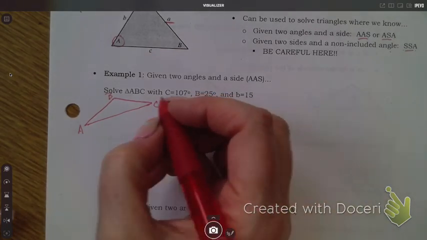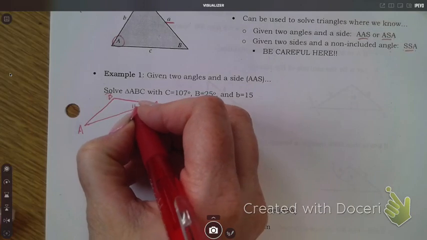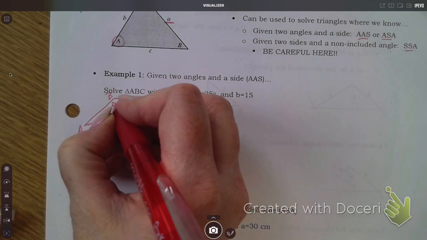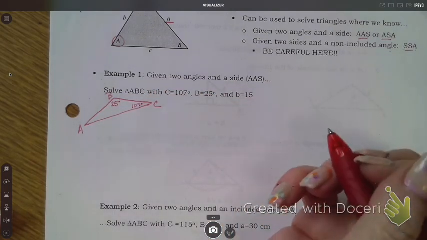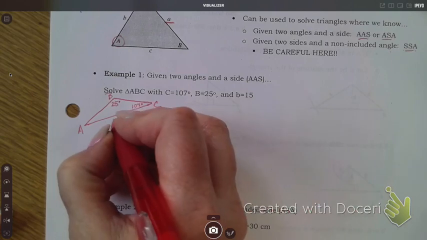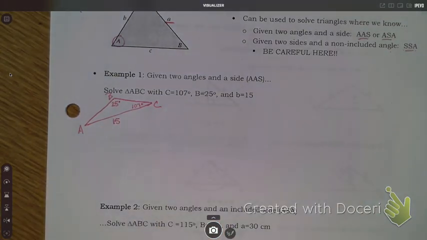Okay, so I know angle C is 107. Totally didn't draw my picture correctly, but it doesn't matter because we always follow the numbers and not the picture, right? And then side B always goes across from angle B. That is an important thing: if you aren't drawing your triangles correctly or labeling your triangles correctly, are you going to get the right answers? No. Okay, do I have a complete set? Yes. I have angle B, side B, right?